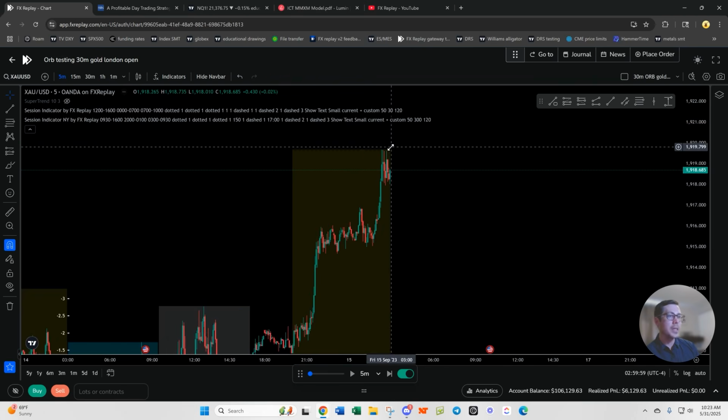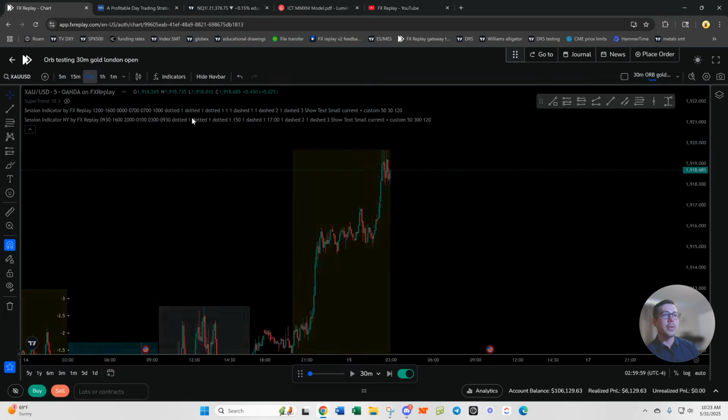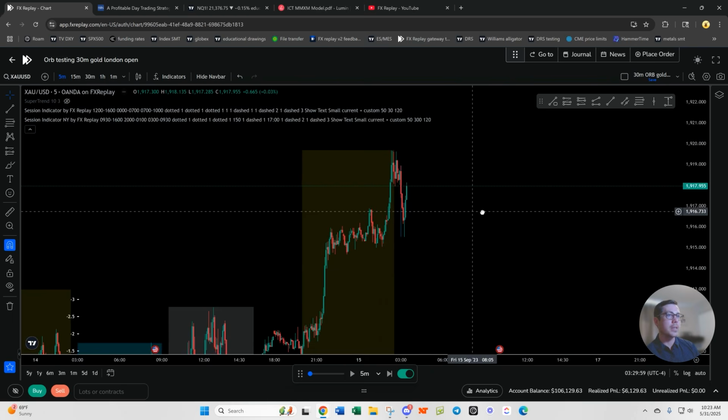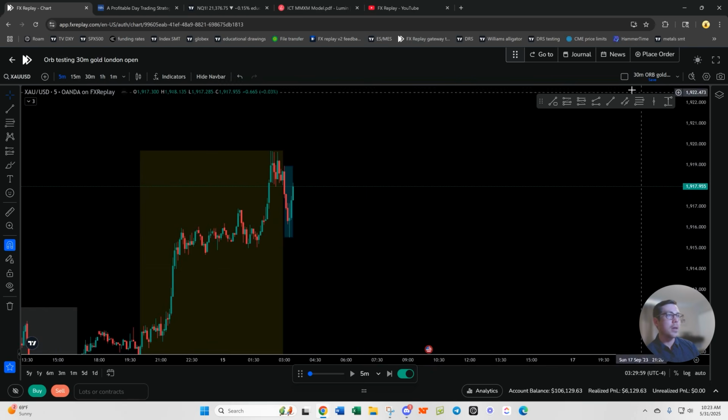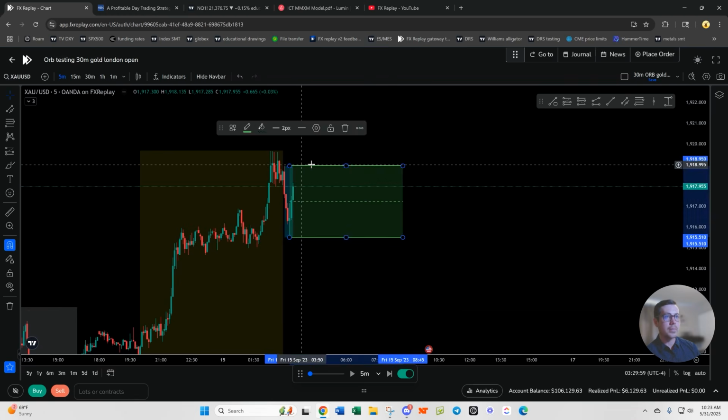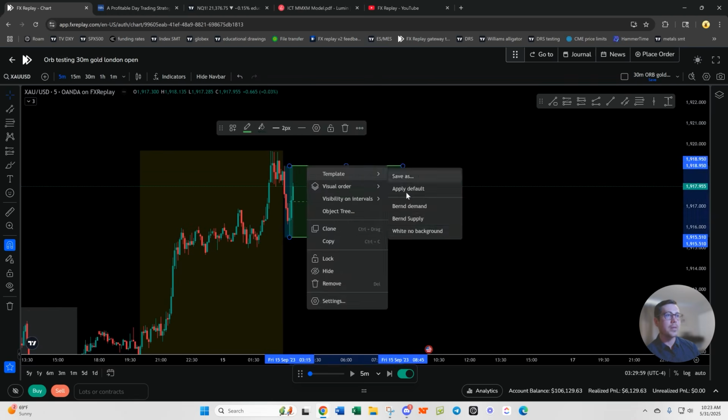So coming into London session, I want to see the first 30-minute candle. So I'll play one candle forward on the 30-minute time frame, shift to the 5-minute time frame, and we've got our first ORB here.